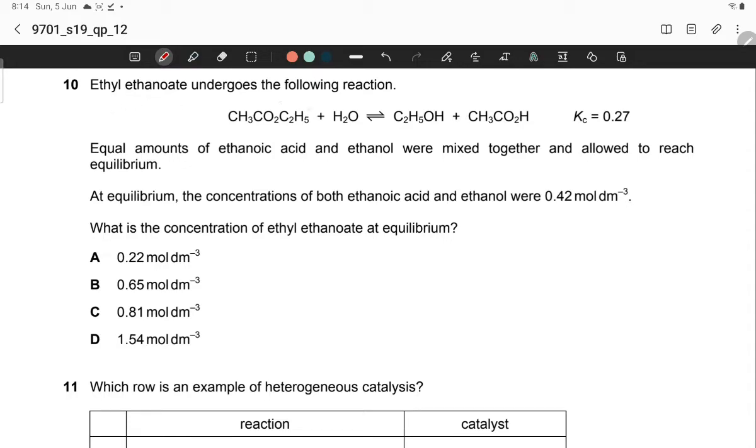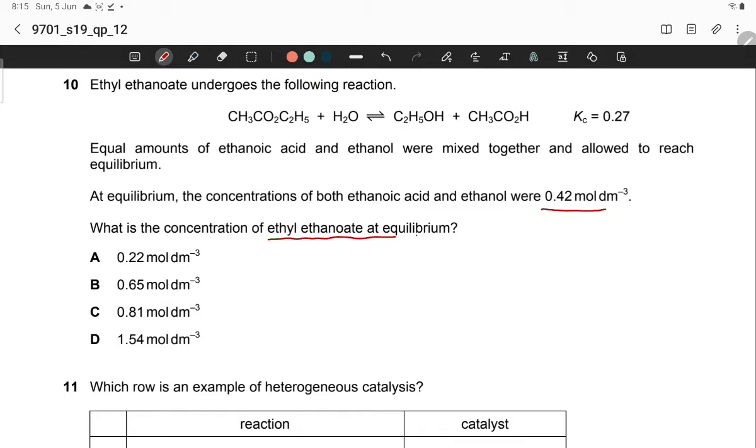Ethyl ethanoate undergoes the following reaction: CH3CO2C2H5 plus H2O to form ethanol and ethanoic acid. Kc is equal to 0.27. Equal amounts of ethanoic acid and ethanol were mixed together and allowed to reach equilibrium. At equilibrium, the concentration of both ethanoic acid and ethanol were 0.42 mole per dm cube. What is the concentration of ethyl ethanoate at equilibrium?